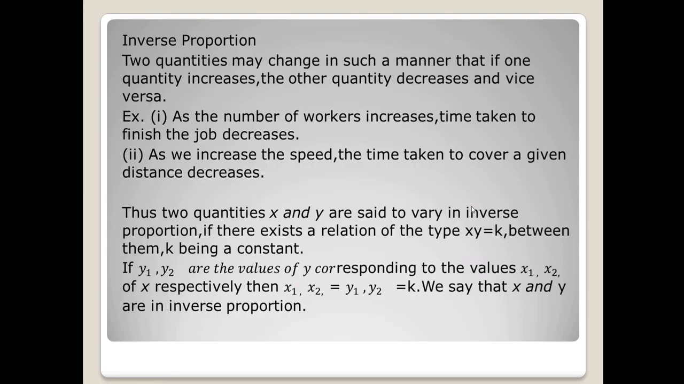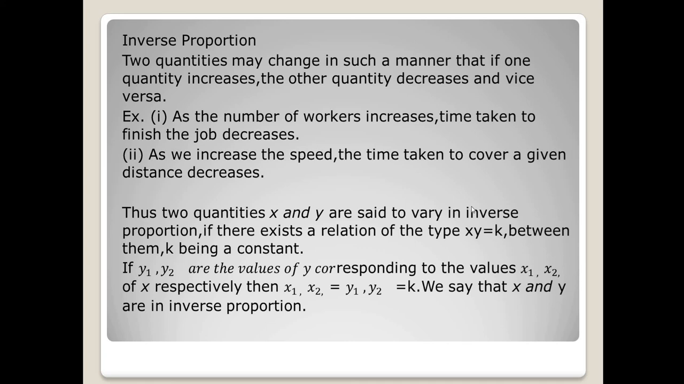Let us move to the next division. Next division in this chapter is inverse proportion. What do you mean by inverse proportion? We came across direct proportion. Now we are moving to inverse proportion. Two quantities may change in such a manner that if one quantity increases, the other quantity decreases, and vice versa. So that is known as what? Inverse proportion. Example is, as the number of workers increases, time taken to finish the job decreases.